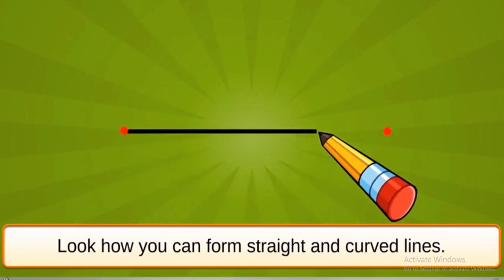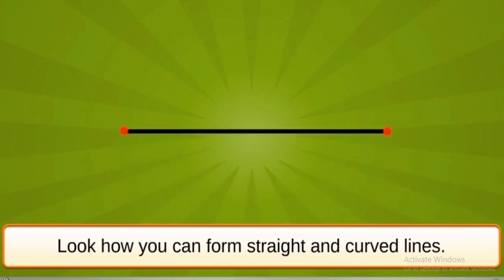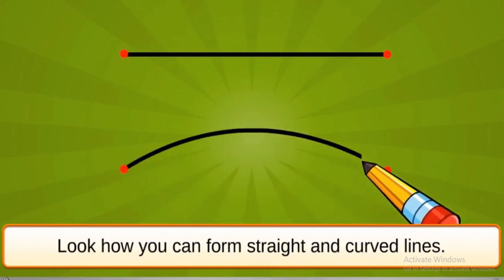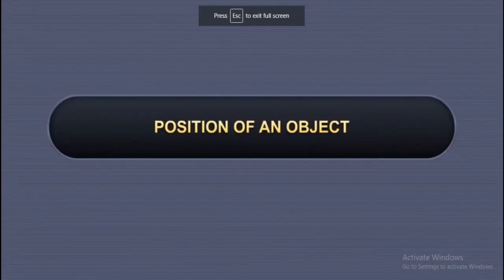You get a straight line when you connect 2 dots like this. You get a curved line when you connect 2 dots like this. Some shapes, like this, can be made up of straight and curved lines. This module, you will learn about position of an object.